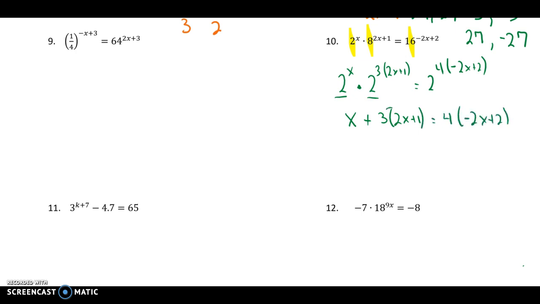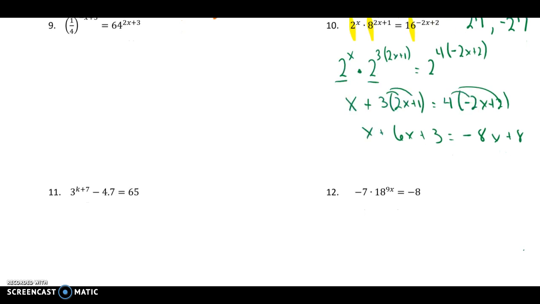And from there, you can start to distribute. So 6x plus 3 on one side, and negative 8x plus 8 on the other. But still, it's one type of x. So regardless, I can just isolate the x's, and I'm going to let you guys solve from there. And number 9 is going to be the same thing. To get to those exponents, you will need to find that common base so that the problem is just about the exponents, okay?